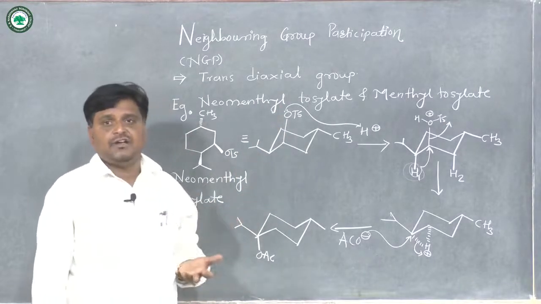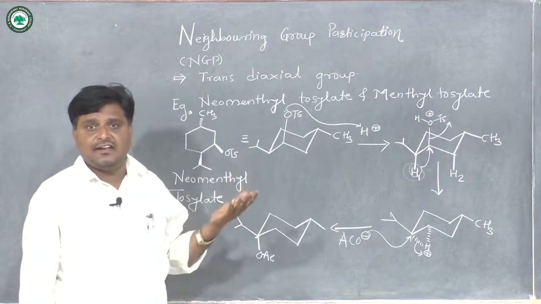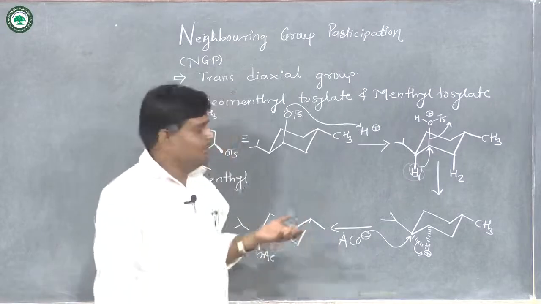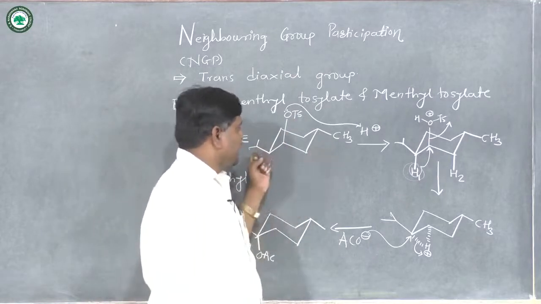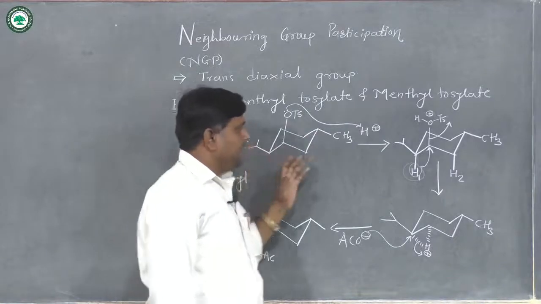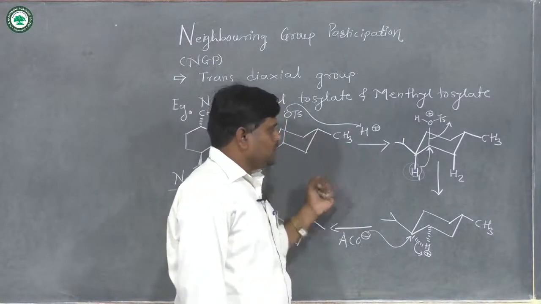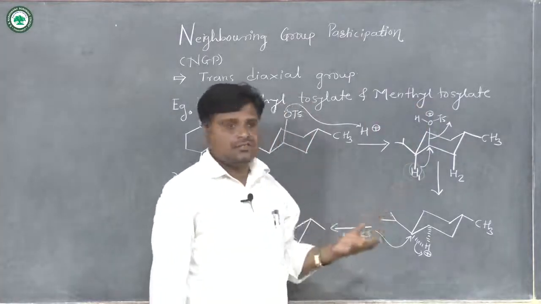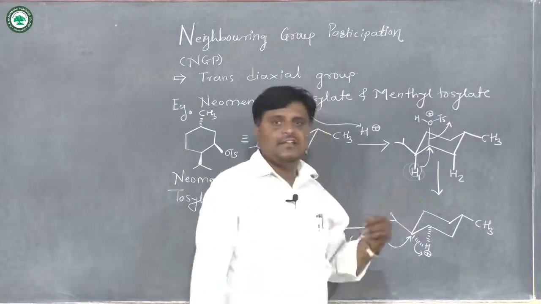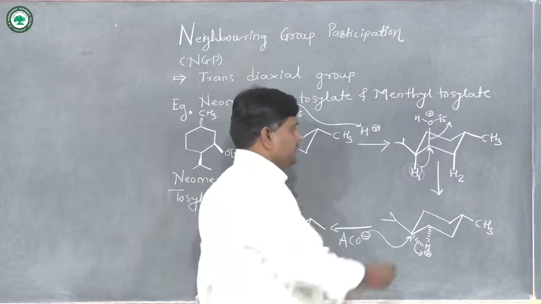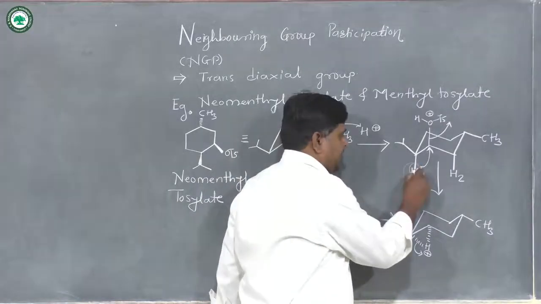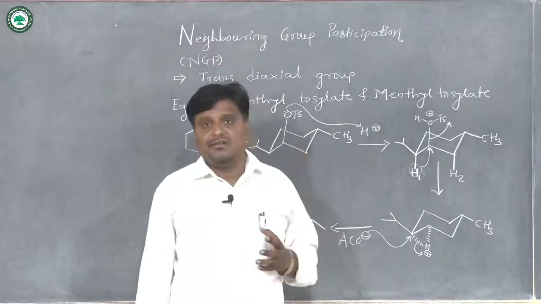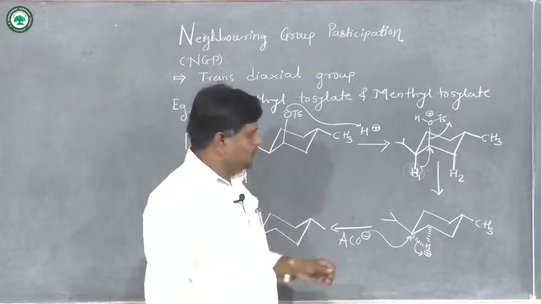When any substituent which is bulkier is present at axial, that case is highly unstable, highly energetic, so this is an unstable condition. But when the oxygen carries a positive charge, it is easily removed by backside attack. NGP, or neighboring group participation, has a very important role in such cases, okay.